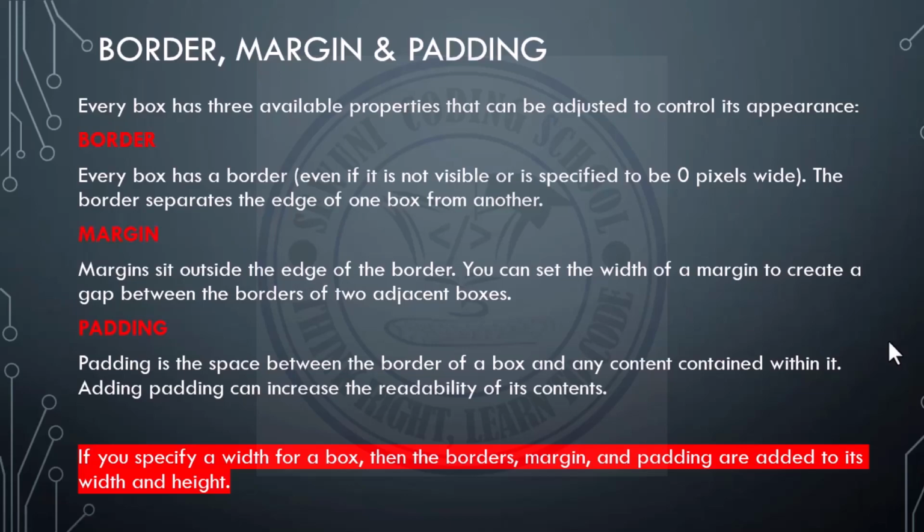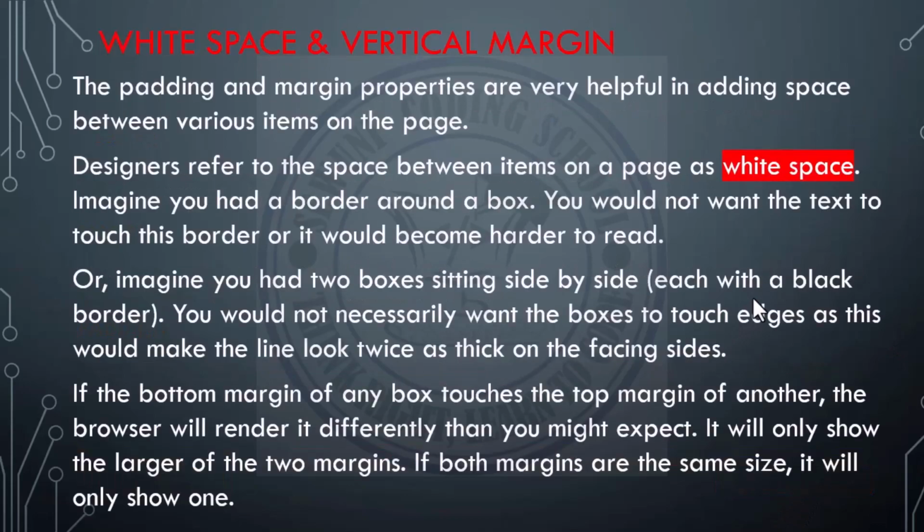Now if you specify a particular width for a box, then the borders, margins, and paddings are added to its width and height. To its width and then to its height. Now, white spacing and vertical margin.